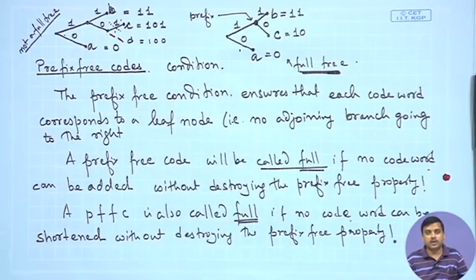Now, what is the importance of a full tree is what we are going to see very shortly. If it is not a full tree, the important thing to note is that I can add a code to it. So, that means the code is somewhat not efficient, or rather, it is not quite correct to say it is not efficient. You can say that there is some provision to take a few more symbols. And if you can shorten, that means we have been unnecessarily using a longer code length.